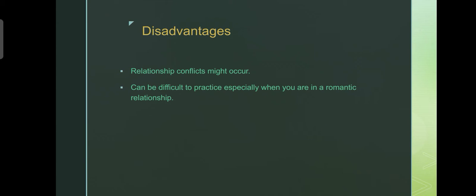Disadvantages: relationship conflict might occur since you cannot have sexual intercourse with your partner, and it can be difficult to practice, especially when you are in a romantic relationship. It is hard to apply abstinence when your partner is addicted to sexual intercourse. It is hard.